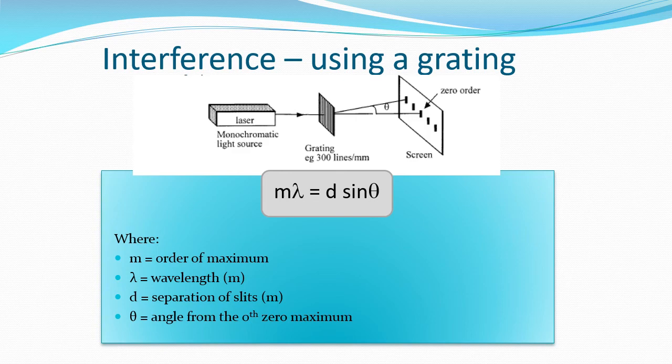Lambda is just wavelength as usual. D is the separation of the slits. I will talk a little bit more about that when we look at the worked example very shortly. And theta is just the angle from the 0th order maximum. So here, if we just imagine a straight line going from our grating to the 0 order maximum, it's the angle from the 0 order maximum to the second order maximum in this case. Okay, so it's the angle in here.